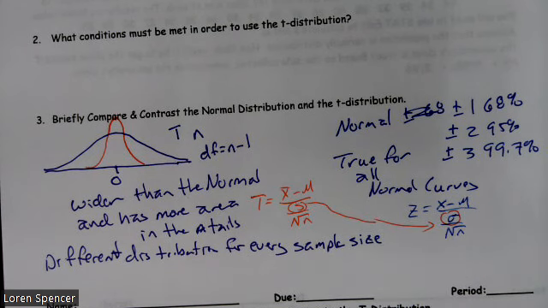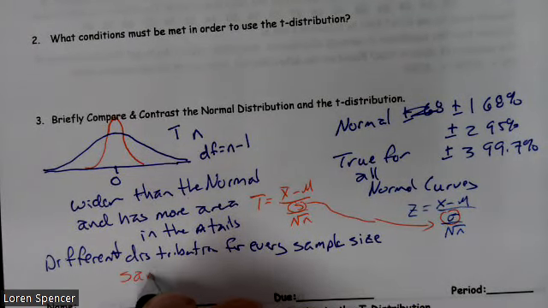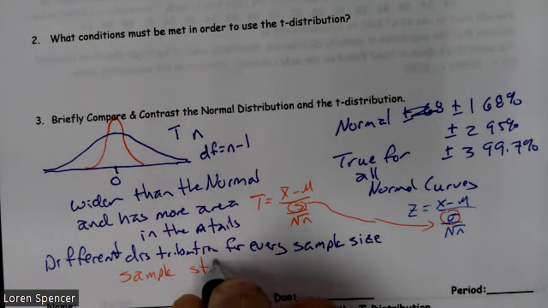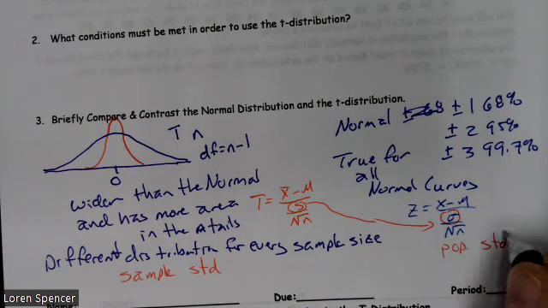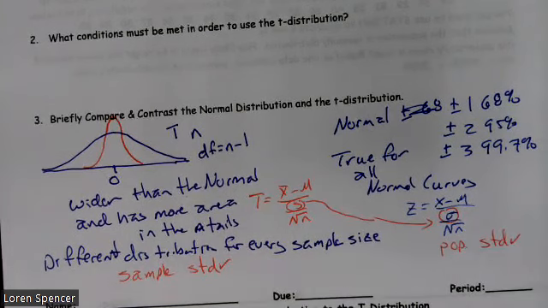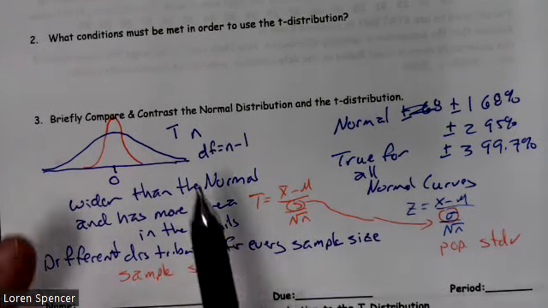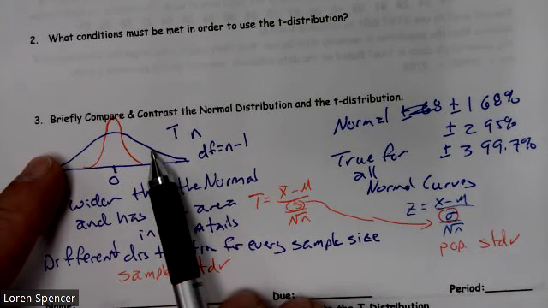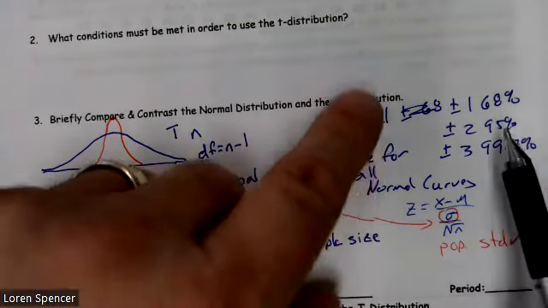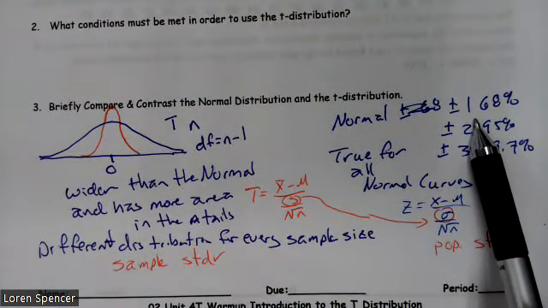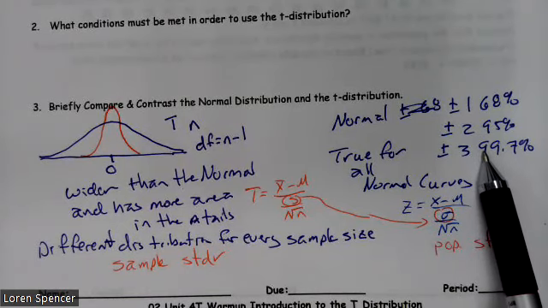And that actually lets me know when I need to use the T. The T uses the sample standard deviation. The normal uses the population standard deviation. So that's the major difference between the two. The T has more area in the tails, and there's a different percentage for every single degree of freedom or sample size, whereas for all Z distributions, plus or minus 1 is 68, plus or minus 2 is 95, plus or minus 3 is 99.7.